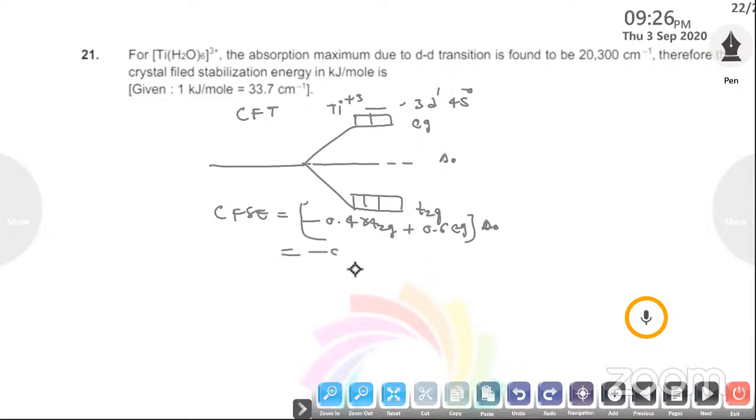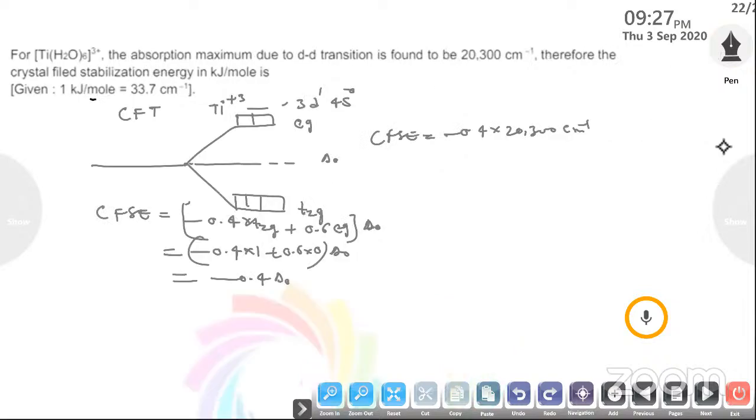Now, -0.4 into the T2g electron, which is one. There are no electrons in eg. So this will be -0.4 × delta naught. Delta naught is already given, so CFSE is equal to -0.4 × 20,300, and you'll get the answer in centimeter inverse. But you can convert into joules. This many centimeter inverse is equal to this many kilojoules, so you can convert centimeter inverse into kilojoules. So this is the CFT question.